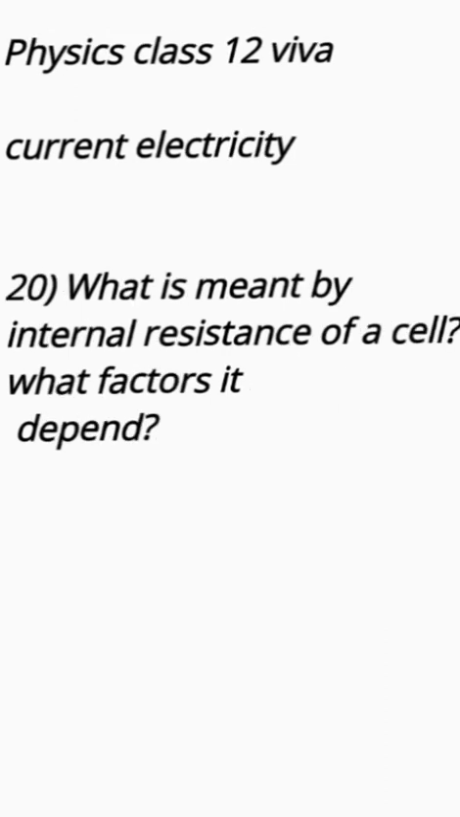Okay, what is meant by internal resistance of a cell? What factors does it depend on? So the resistance offered by the electrolyte of the cell is called internal resistance of the cell, because the cell itself offers resistance to the current which it is generating. It depends upon the concentration of the electrolyte. It depends upon the nature of electrodes, separation between electrodes, and the surface area of the electrodes.